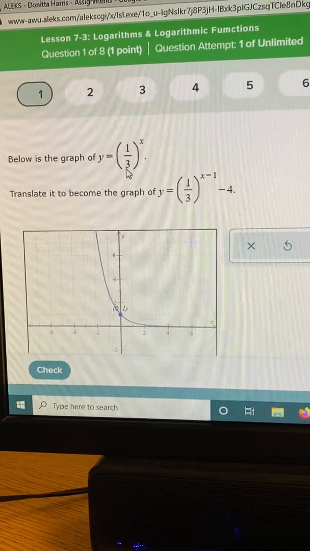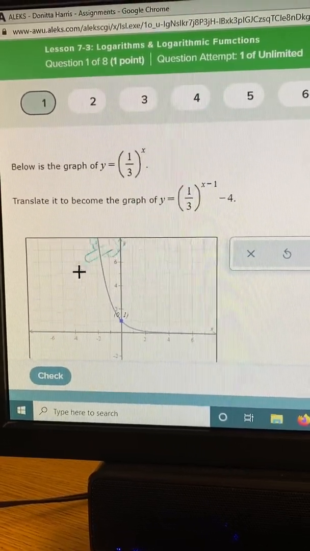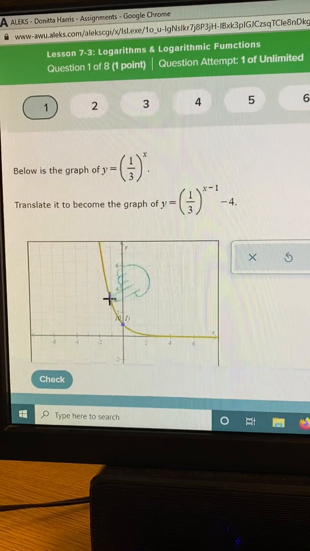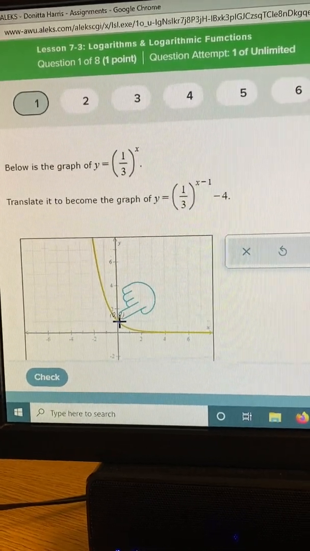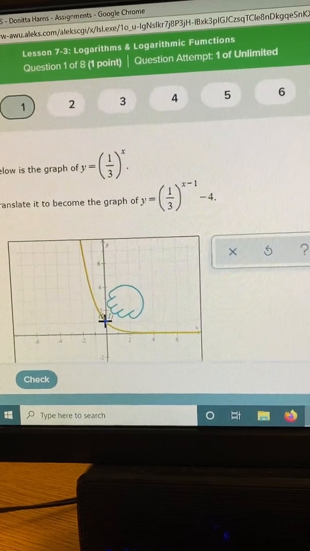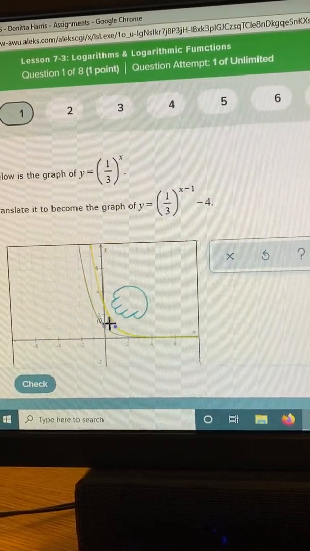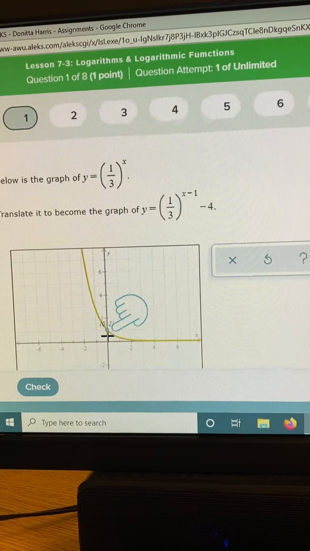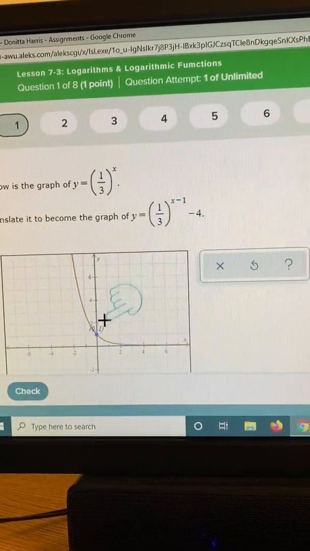This one's 1/3 to the x power. So this is your parent graph already graphed. And you can see that little hand comes up. So when we translate it, we're gonna grab it from where it's at, and then we're gonna move it where we want it to go from that starting point that they have identified.